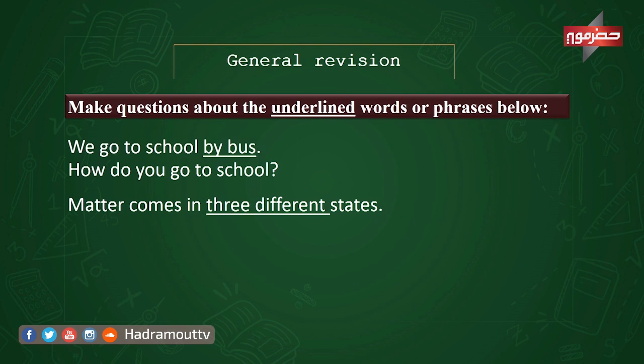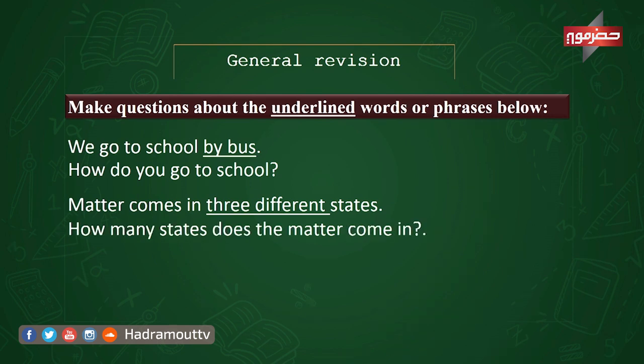Matter comes in three different states. هذا في القسم العلمي، سؤال خاص من القسم العلمي. المادة تأتي على ثلاثة أنواع أو ثلاث حالات. Okay, we underlined three different states. Here's a matter of number. The question, how many states does the matter come in?